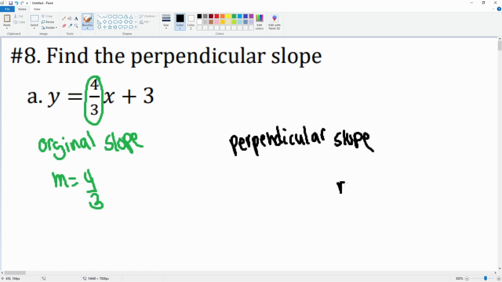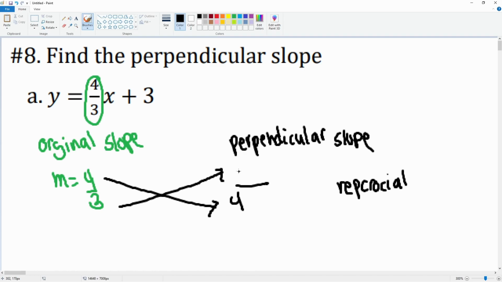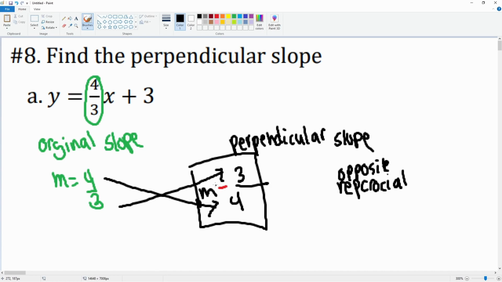So first of all we want to get the reciprocal, which means that the 4 is going to go on the bottom and the 3 is going to go on top. Then we want to find the opposite of that. It was positive, now it's negative, and this is the new slope. So m is equal to negative 3/4 as the final answer, the perpendicular slope.